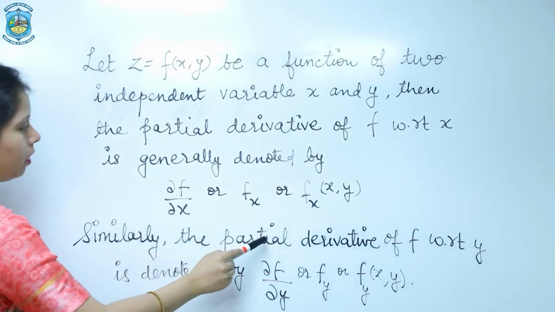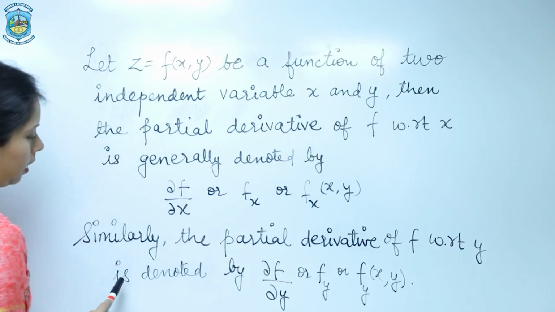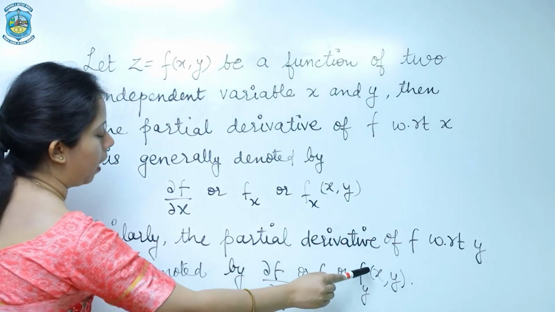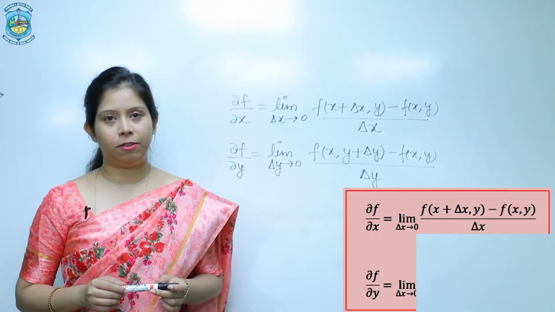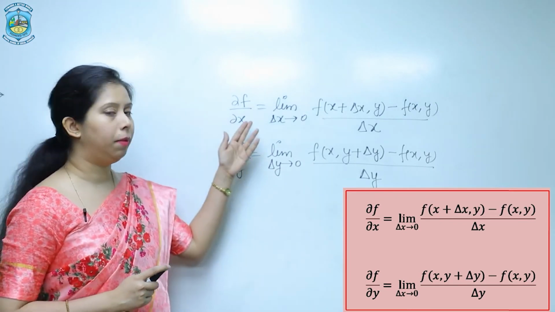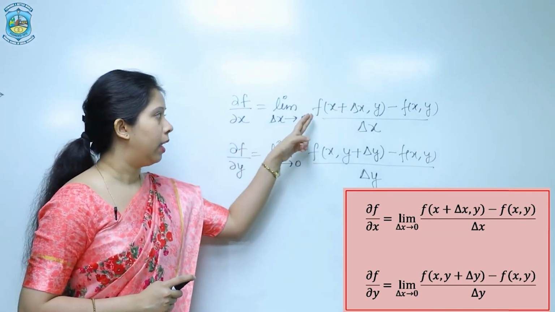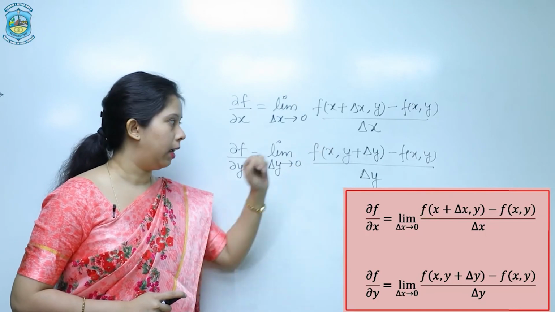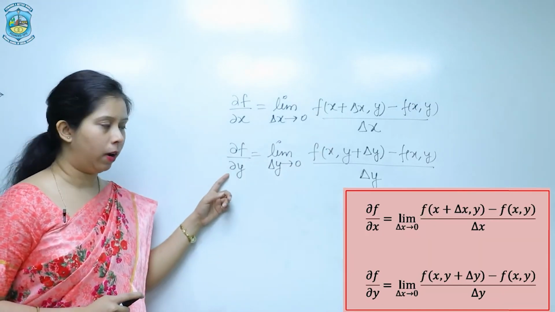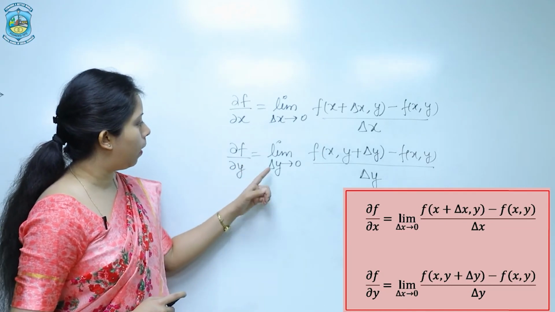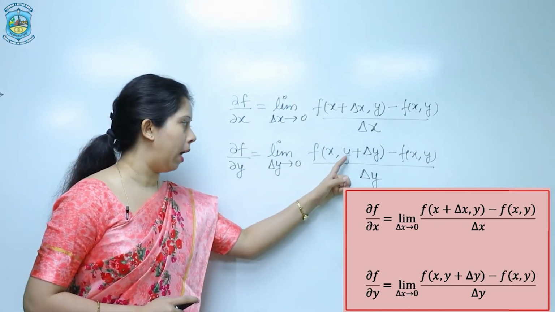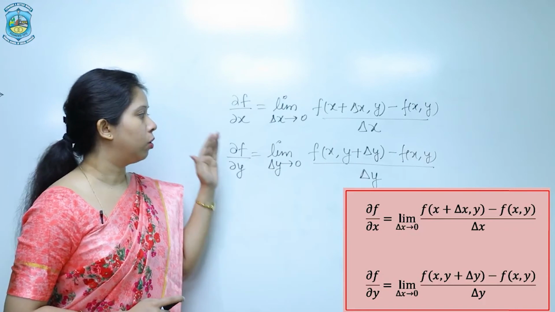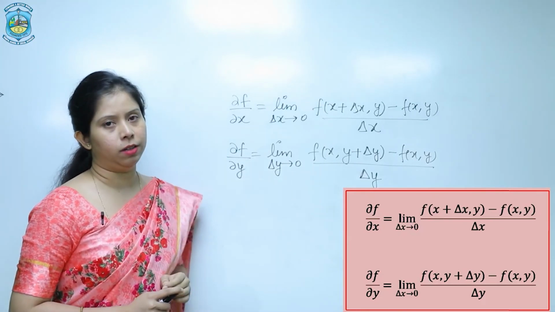Similarly, the partial derivative of f with respect to y is denoted by del f upon del y or fy or fy of x comma y. Now according to the definition of derivative, del f upon del x can be written as limit del x tends to 0 f of x plus del x comma y minus f of x comma y divided by del x. Similarly, del f upon del y can also be written as limit del y tends to 0 f of x comma y plus del y minus f of x comma y divided by del y. So this is the definition of partial derivative.